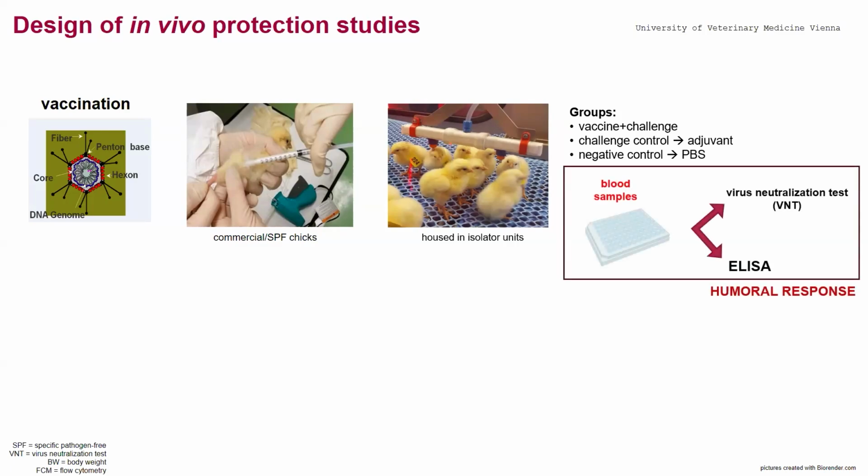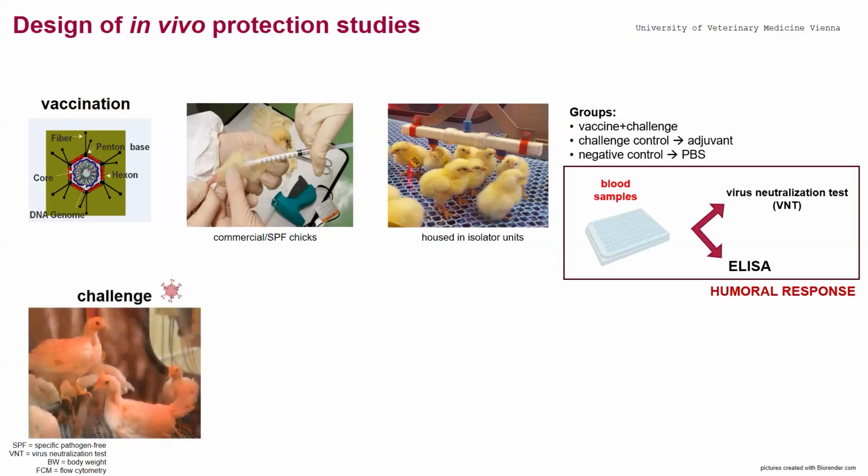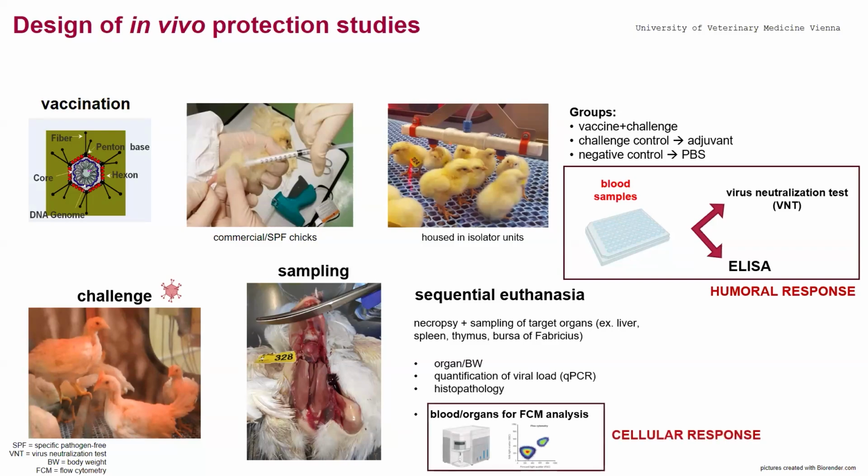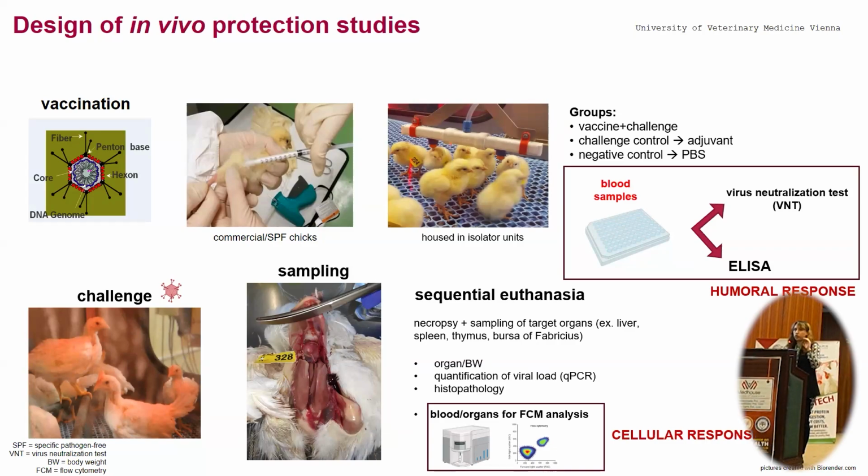During the study, you monitor the humoral response by taking frequent blood samples, and then you can perform ELISA and virus neutralization tests. At some point, the chicks are challenged with the virulent Fowl adenovirus, and then on different days there is a sequential euthanasia of parts of the chicks in the groups, and then you perform your necropsy and take all the samples you need. In this case, you also have the chance to collect blood and organs to monitor the cellular response through flow cytometry. Not many people do this, but now more and more interest is being developed in this area, and I'm a huge advocate to always check the cellular response as well if you have the chance.